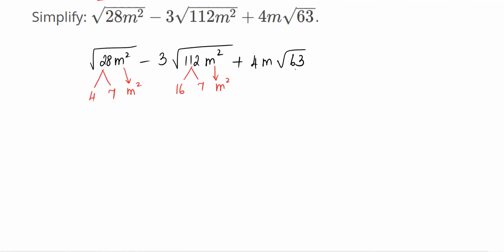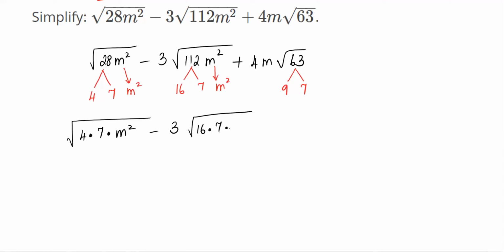And lastly, this one has only a number in the square root, in the radical. So that's 63. And let's see if that's divisible. I mean, this is a small number, so you know it's divisible by 9. So we put 9 and 7. All right, let's put them all split up under the radical. 4 times 7 times m squared minus the 3, and then 16 times 7 times m squared plus the 4m. Both are outside the radical, so 4m stays as it is, times 9 times 7.